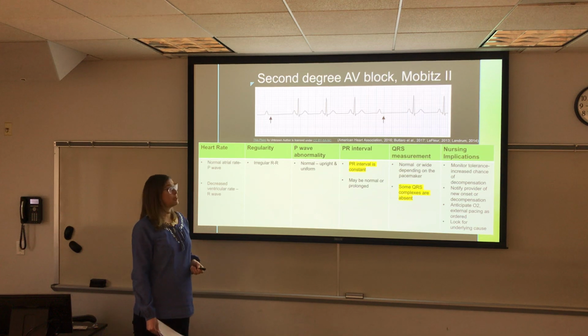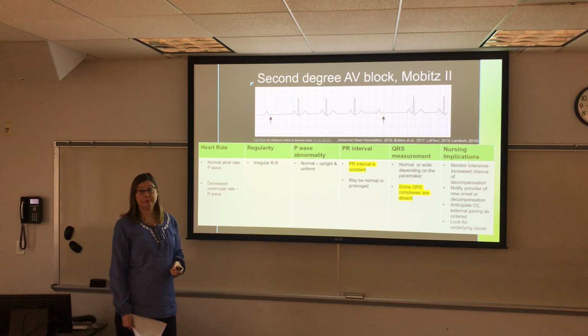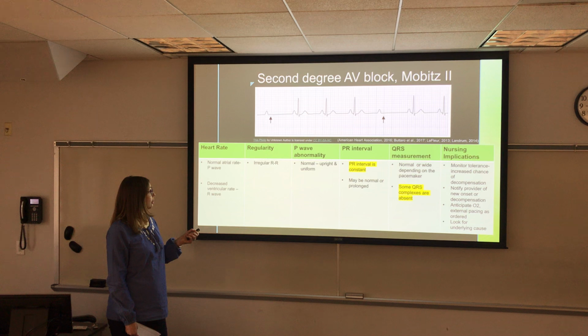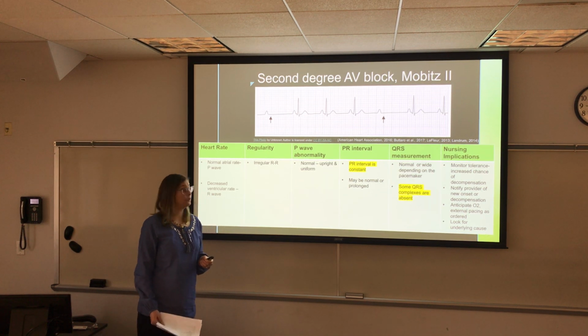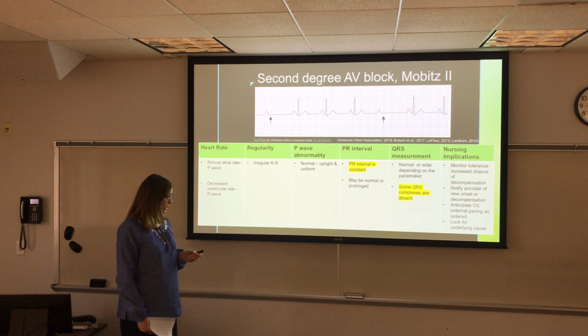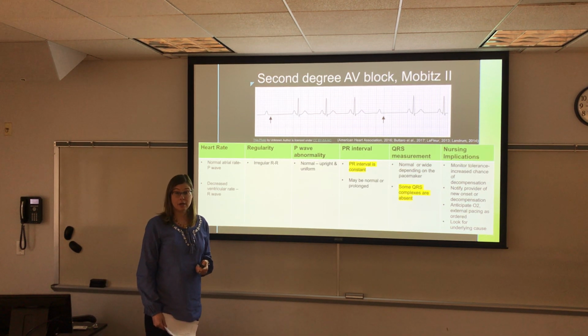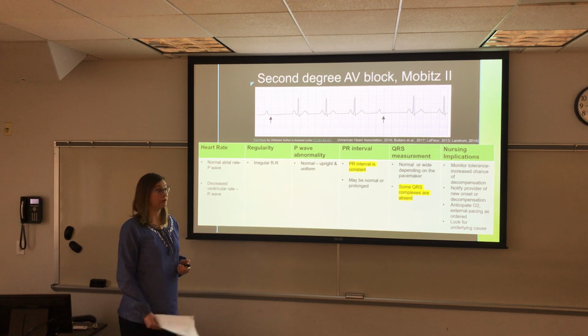In second degree AV block Mobitz 2, you'll also have a normal atrial rate with a decreased ventricle rate, an irregular R to R. The P waves will be normal and upright and uniform. And the distinguishing characteristic for this rhythm is that the PR interval is constant, with some QRS complexes being absent. The PR interval may be normal or prolonged, and the QRS complex could be normal or wide, depending on the pacemaker of the ventricular rate.